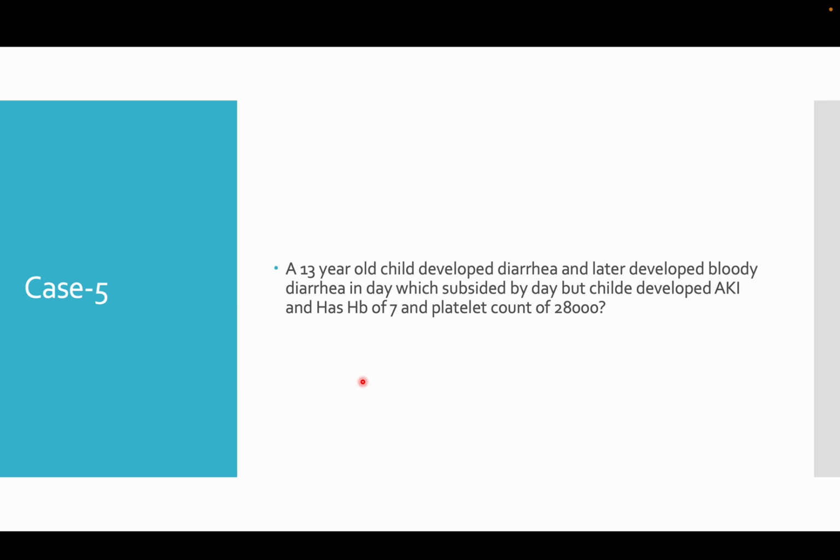So classically it is low C3 and normal C4, where the mutation is in factor H, factor I, factor B. MCP is a good prognosis, factor B is a very bad prognosis. In them you can try eculizumab, you can try plasma exchange, but not as significant a benefit as you see in TTP, but eculizumab is the definitive drug in them.